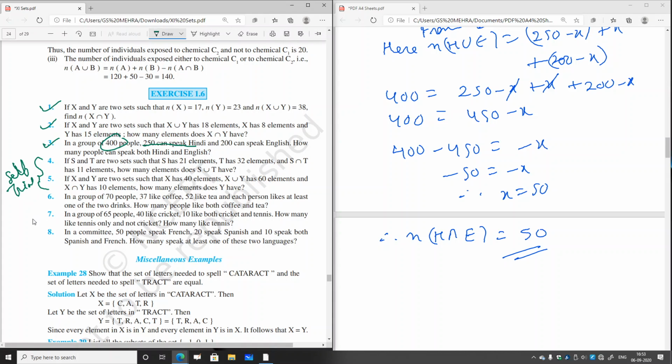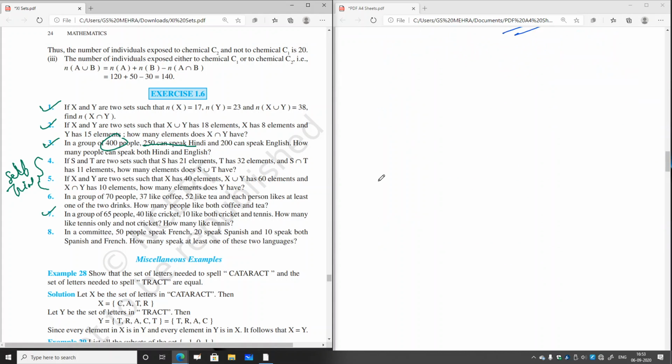Now let us go to question number 7. So we'll be doing question number 7 now. What it says is that in a group of 65 people, 40 like cricket, 10 like both cricket and tennis. How many like tennis only and not cricket? How many like tennis? So let us first draw a Venn diagram for this.